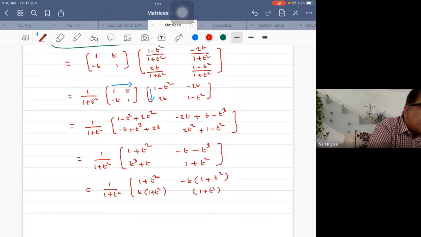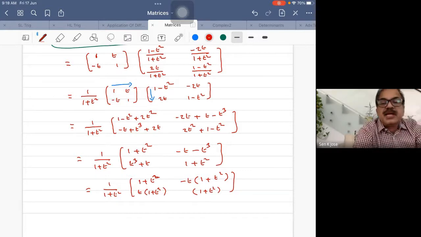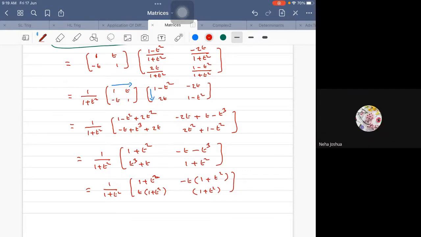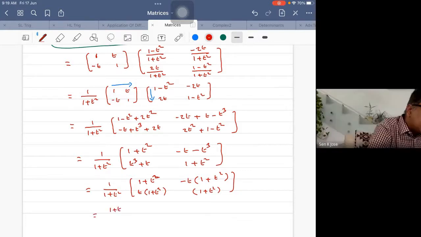Neha, I can do one more thing out of this matrix. What is that? So we can take 1 plus t square out common. Okay, 1 plus t square comes out divided by 1 plus t square, into balance will be 1 minus t and 1. So the outside term cancels. So it's only the matrix.